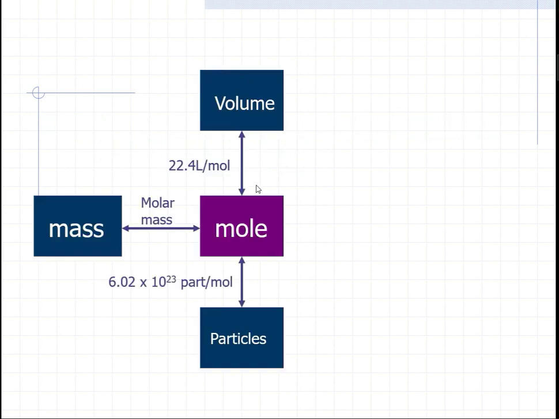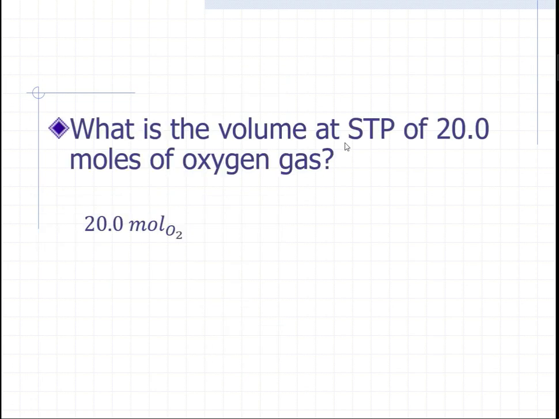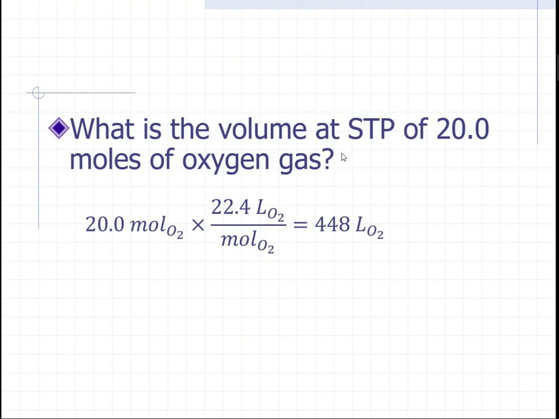Well, we're going to go back to this table where we go from moles to volume using the 22.4 liters per mole. We're going to start with our 20 moles, do our 22.4 liters per mole, do our math, and find out we could get 448 liters of oxygen.